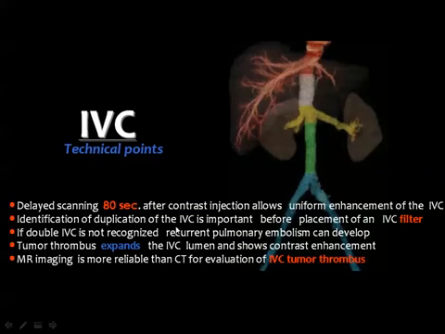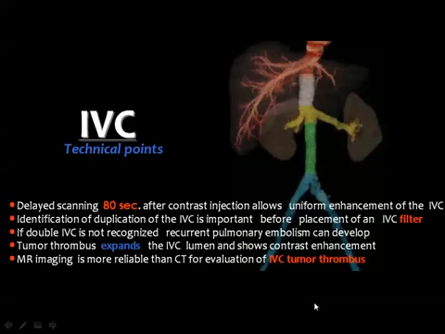In the same way, we perform superior vena cavography. We also put the peripheral contrast material on both sides, and we let the contrast medium opacify the inferior vena cava. After injecting an adequate amount of material, scan in the range of 80 seconds after the injection of contrast, then you go to opacification of the IVC.